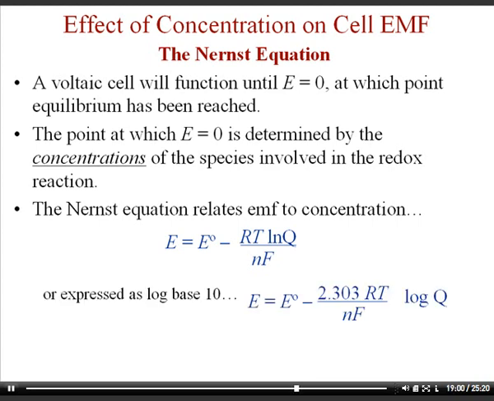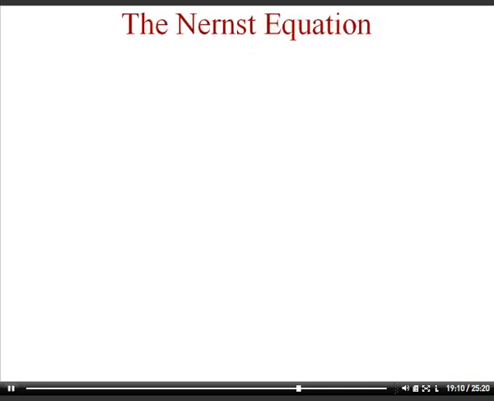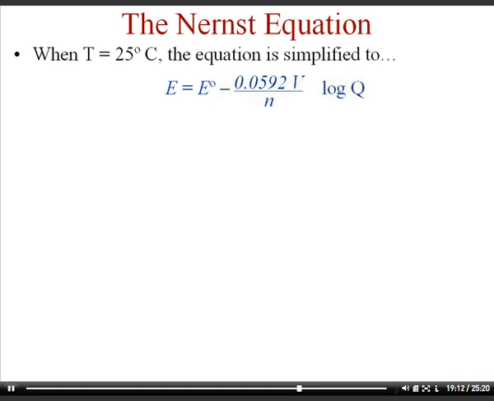Now, if you want to express this as log base 10 instead of a natural log, your formula changes a little bit, and you can see the derivation in the textbook that we use. Now, sometimes the temperature is given as 25 degrees Celsius, so it makes it a little easier to already plug in the R value, plug in the temperature in Kelvin, and you get this formula, which is used a lot in your homework and practice problems. And I believe this one is also on your AP equation sheet. So it just gets simplified a little when they plug in the constants R and then T, and F as 96,500.